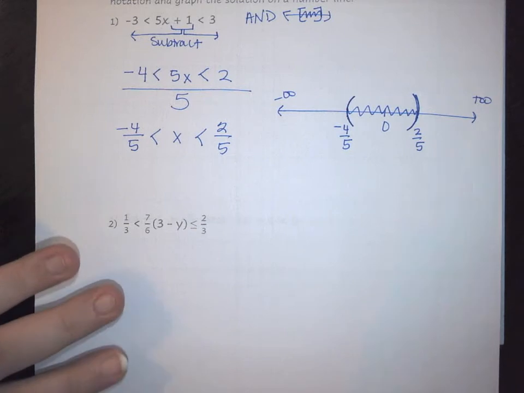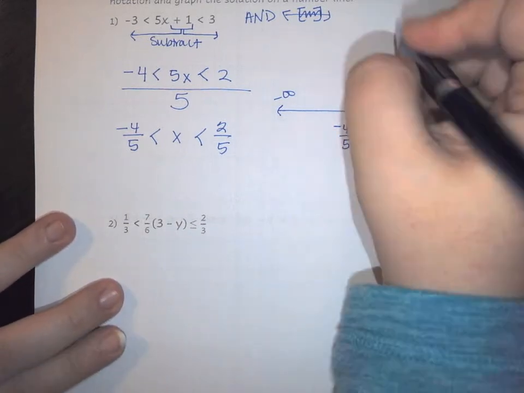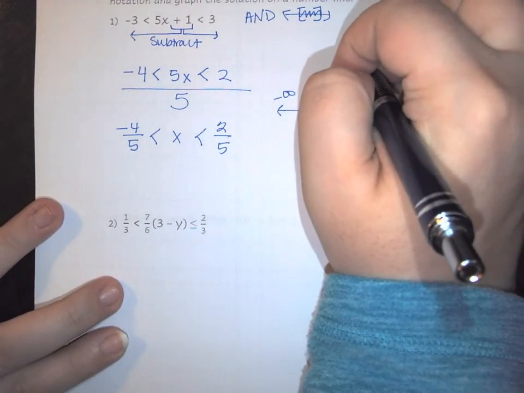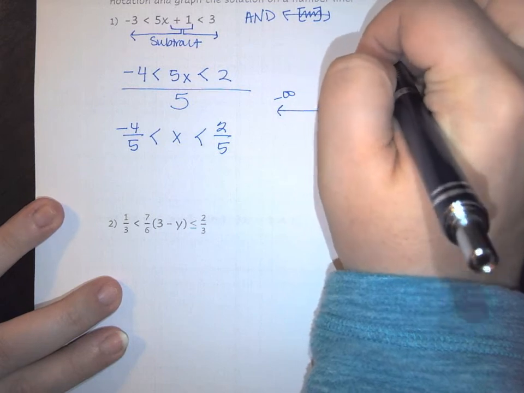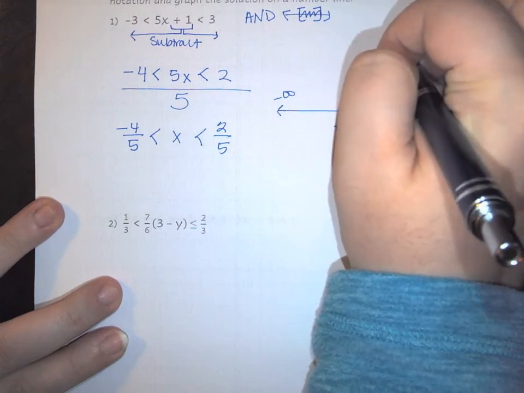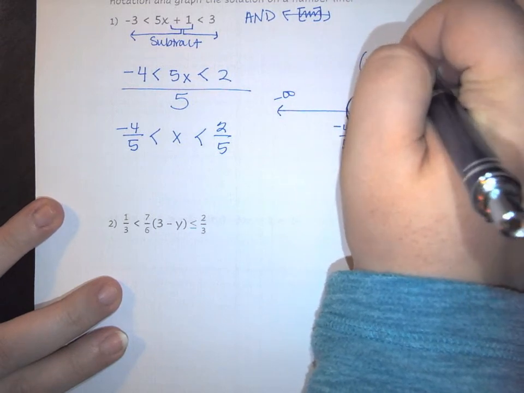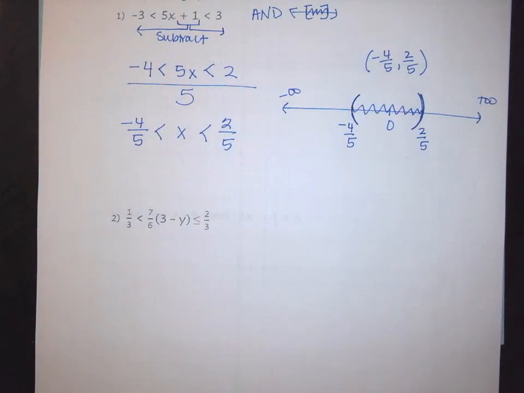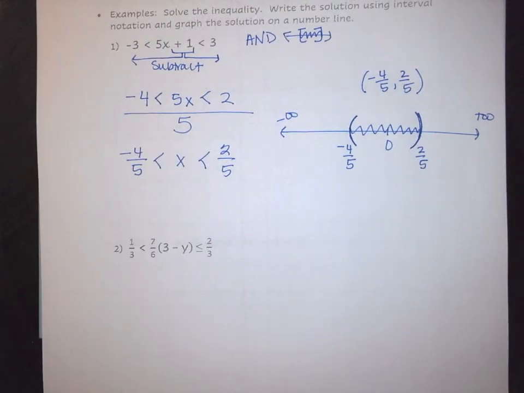Now you want to make your interval match your graph, so we're going to open a parenthesis, -4/5 to 2/5, and close that parenthesis. And there you have it, there's your first one.